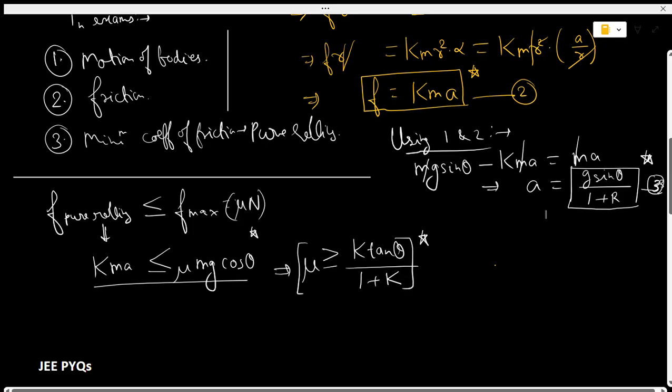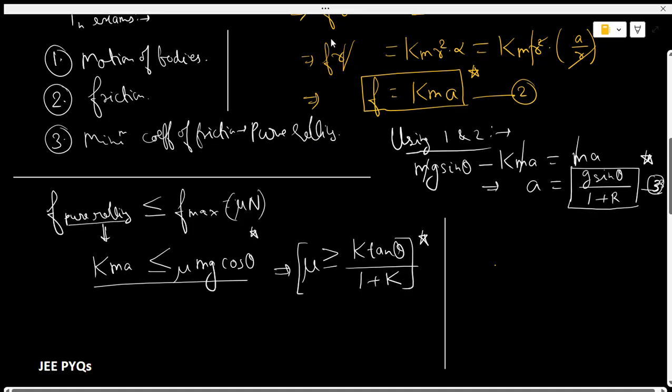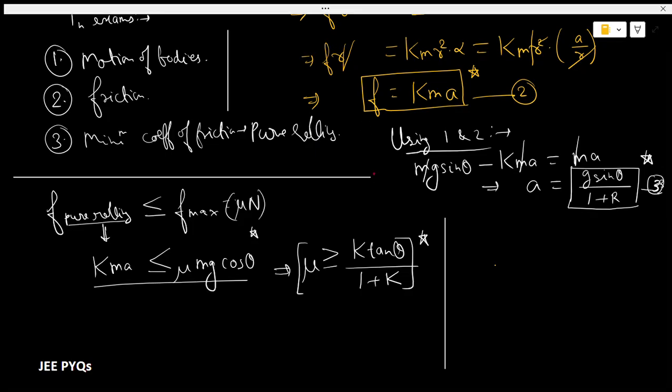Now, one more important thing. If we say that our pure rolling friction should be less than or equal to F max, then if the body is not in pure rolling, let me write this in a different color. If not pure rolling, then it becomes so easy: F equals mu N, and what is N? F equals mu mg cos theta, okay?